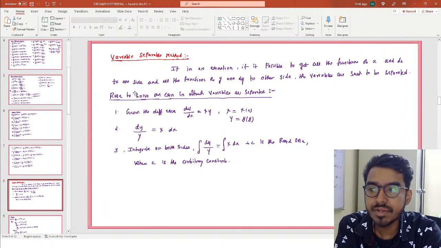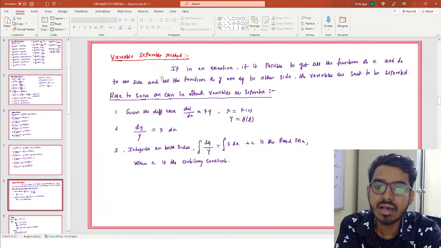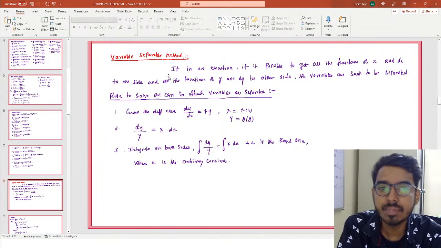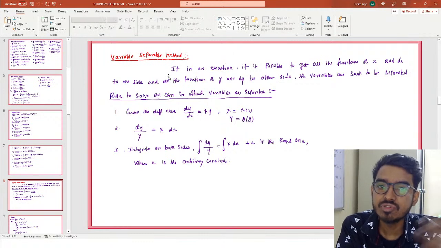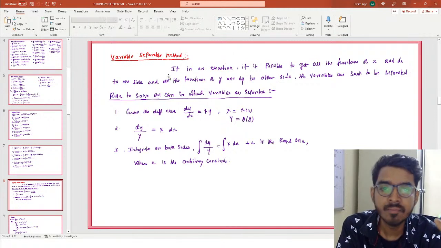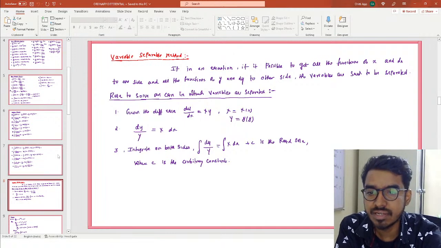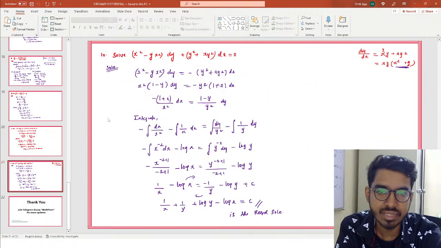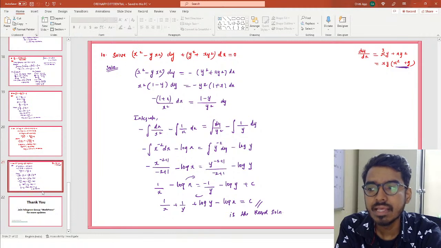After that, we introduced the variable separable method. I said when to use it: if you are able to separate functions of x and dx to one side, and functions of y and dy to the other side, then you can do the variable separable method. Then you have to integrate on both sides. In the previous class, we solved 10 problems, all based on the variable separable method.